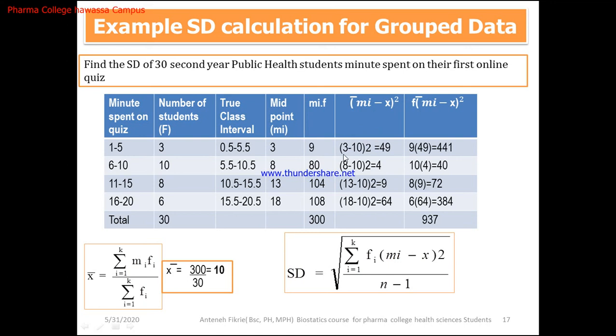For instance, for this class interval, the midpoint is 3, and 3 minus 10 is minus 7. Minus 7 squared is 49. For the next class, the midpoint is 8, and 8 minus 10, where 10 is the mean, is minus 2. 2 squared is 4. Next, 13 minus 10 is 3, and 3 squared is 9. The midpoint 18 minus 10 is 8, and 8 squared is 64. Then finally, multiply these by the class frequency.